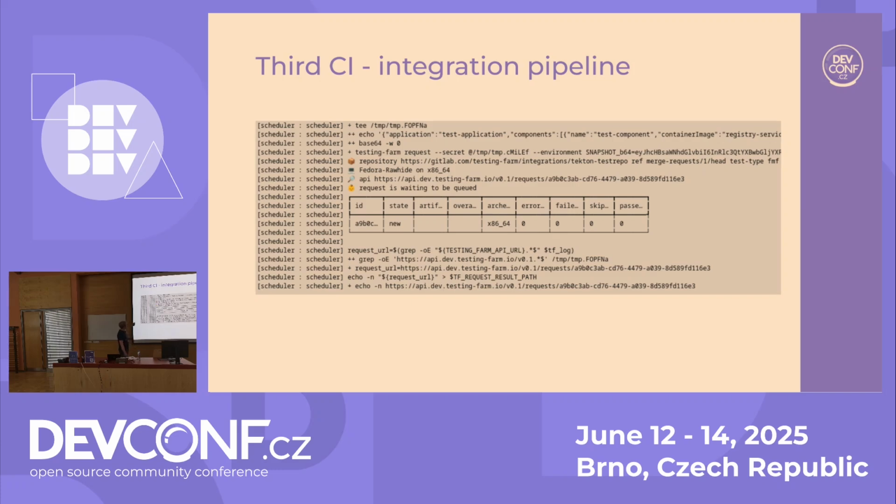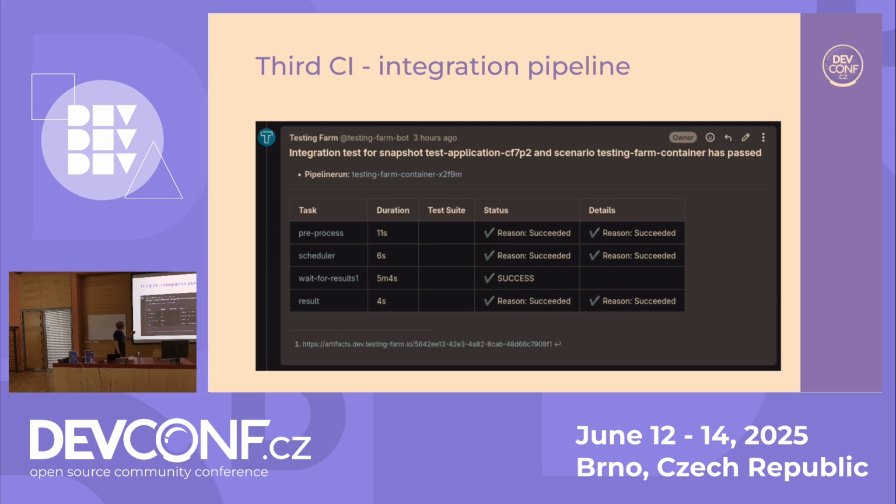In the meantime, the integration pipeline triggers a Testing Farm request, and once it is finished, Konflux CI puts a comment to our mock repository on the mock merge request with all information about the pipeline, so we can see it all succeeded. And Konflux CI then reports results back to GitLab CI.